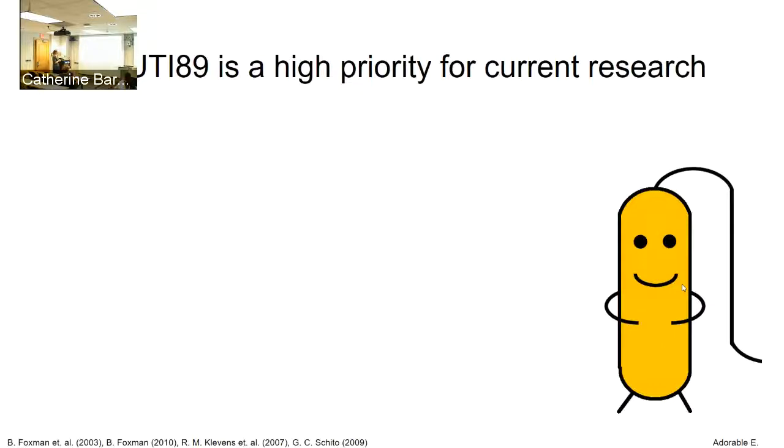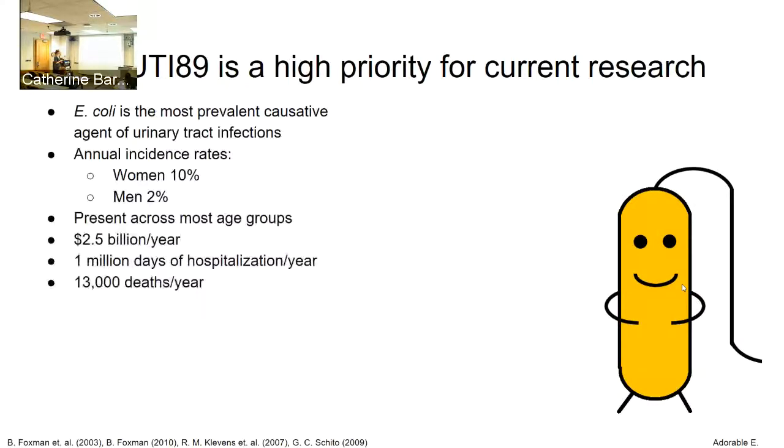So we're working specifically with E. coli UTI-89, where UTI stands for urinary tract infections, which is indicative of the fact that this is a uropathogenic strain of E. coli. In fact, E. coli strains in general are the most prevalent causative agent of urinary tract infections by far. UTIs have annual incidence rates in women of 10%, men of 2%, and it doesn't really discriminate across different age groups or demographics. Everyone's getting UTIs, which results in a pretty large burden on the health industry. It costs $2.5 billion per year, approximately 1 million days of hospitalization, and about 13,000 deaths, and that's just in the US alone.